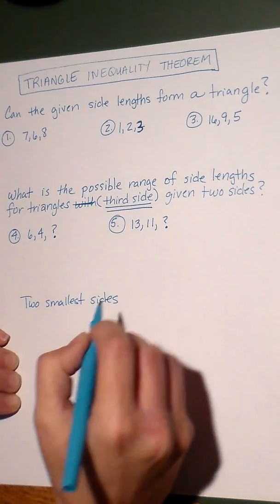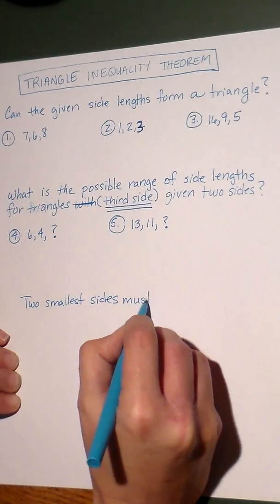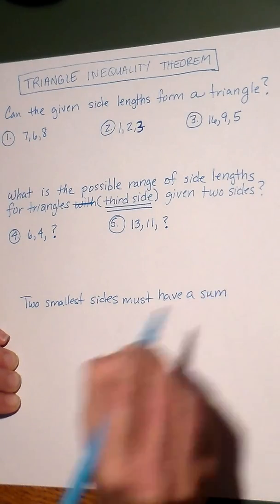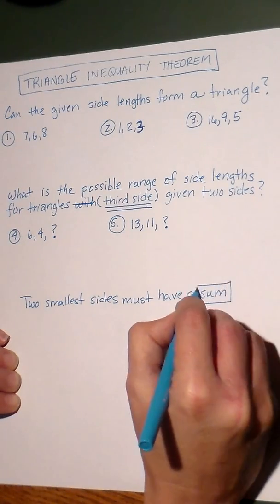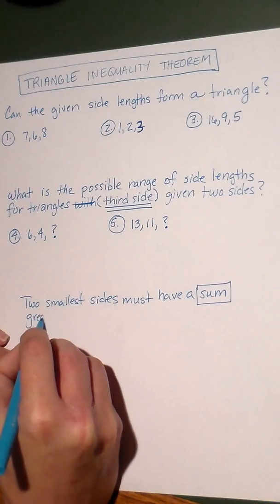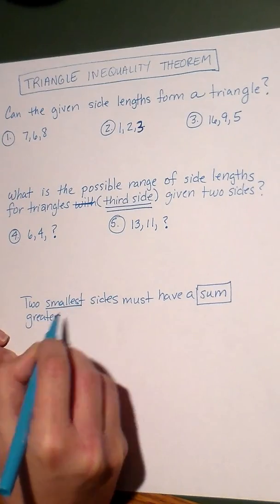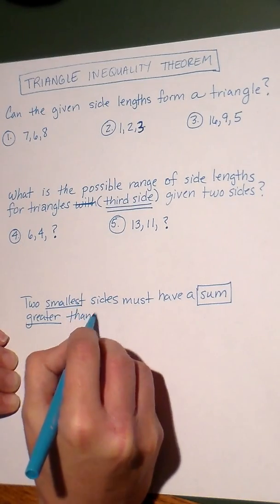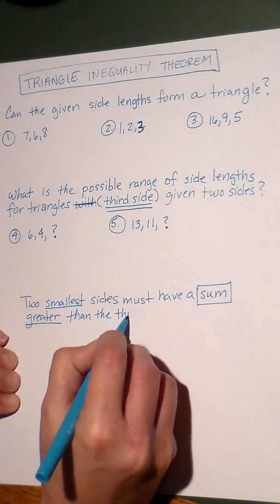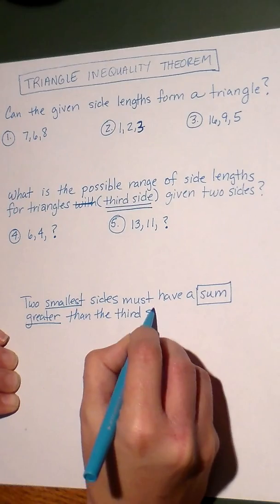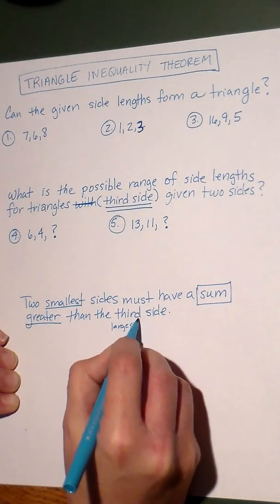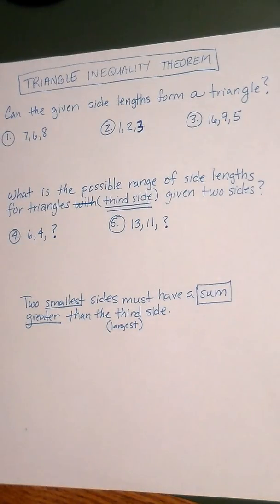of the triangle must have a sum, and if you remember what a sum is, that means they add together, must have a sum greater than the third side, which is the largest side, or longest. Okay, so that's what we're going to use to figure this out. So let's look at the first one.